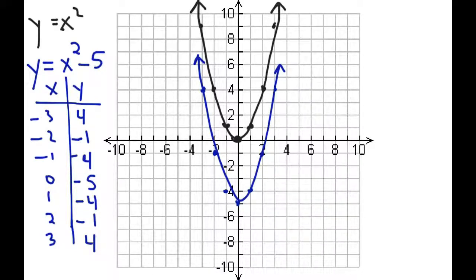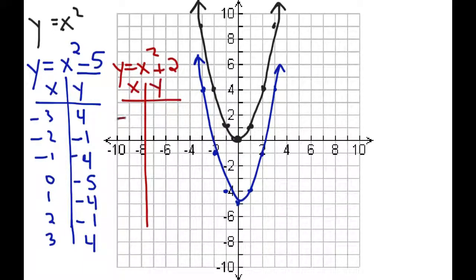What just happened to the graph of the parabola? Well, it looks like it moved down. As a matter of fact, it didn't just move down, it moved down 5 spaces. Huh, that's interesting. If I subtract 5 from the original function, it appears to move it down. I wonder what would happen if instead I did y equals x squared plus 2.